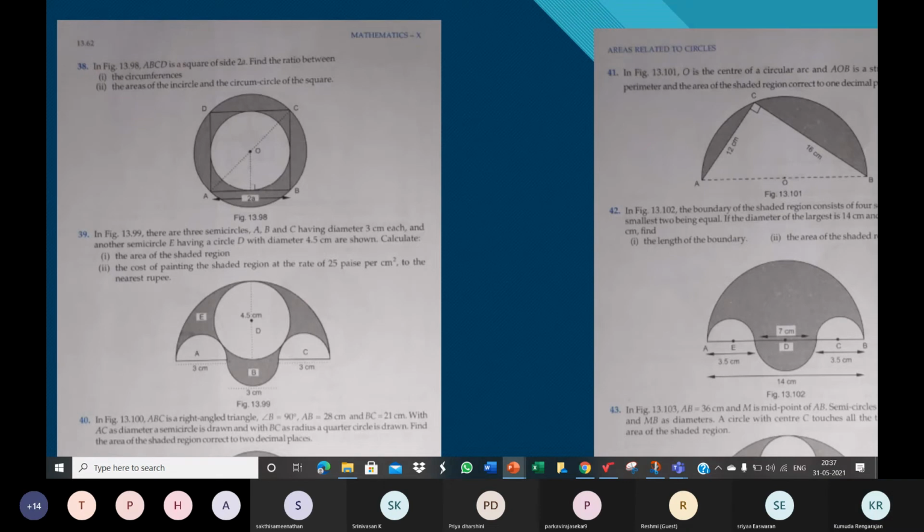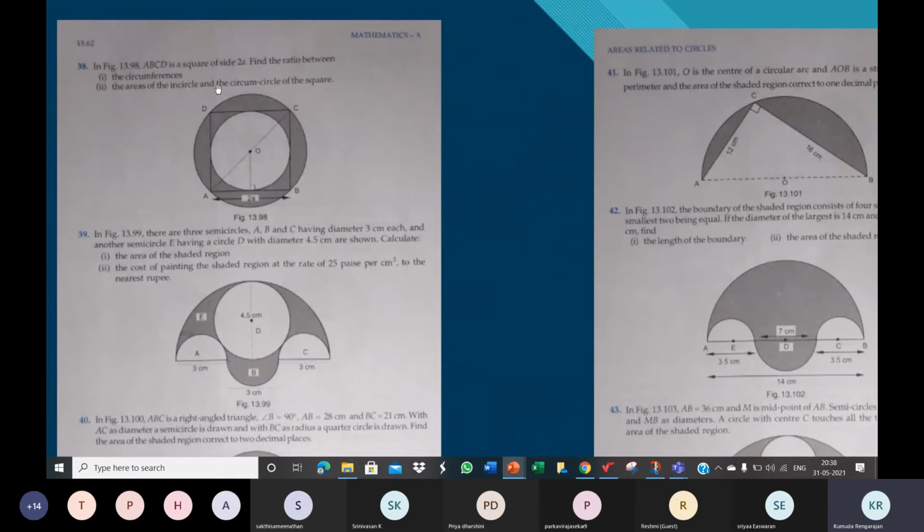Ma'am, we can take the triangle ABC, and by that we can find the hypotenuse. Correct. So we can take up the right triangle. Diagonal of a square is given by the formula root 2a. You can use the formula, or you can take up a right triangle like this ABC or ADC.